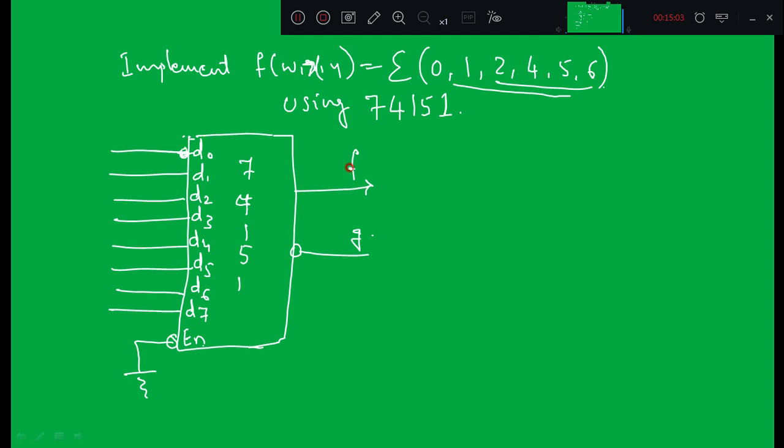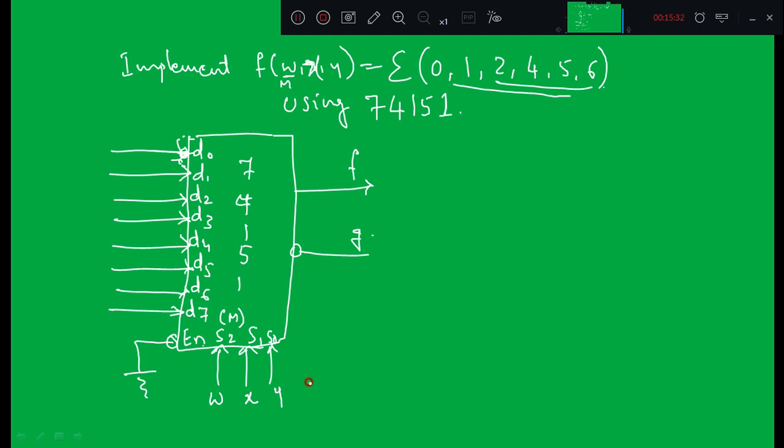And it is very easy when select lines. First, connect select lines. These are the inputs. These are also the inputs. Right, so these are the select lines S2, S1 and S0. S2 is MSB, and in the given function the first input variable itself is MSB unless it is told otherwise. So W is connected to S2, X is connected to S1, Y is connected to S0.